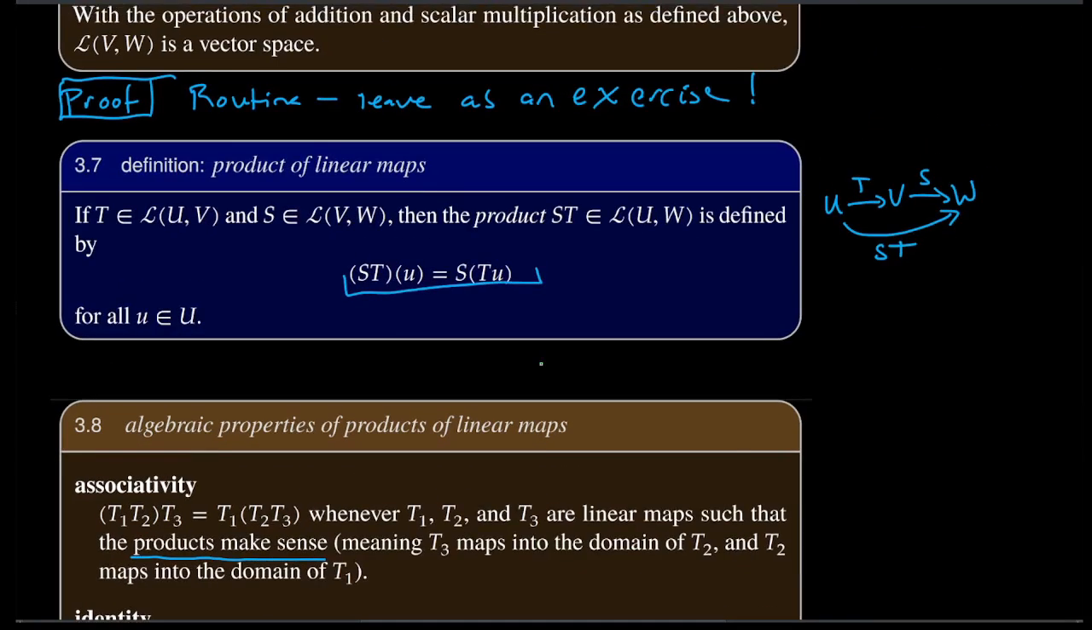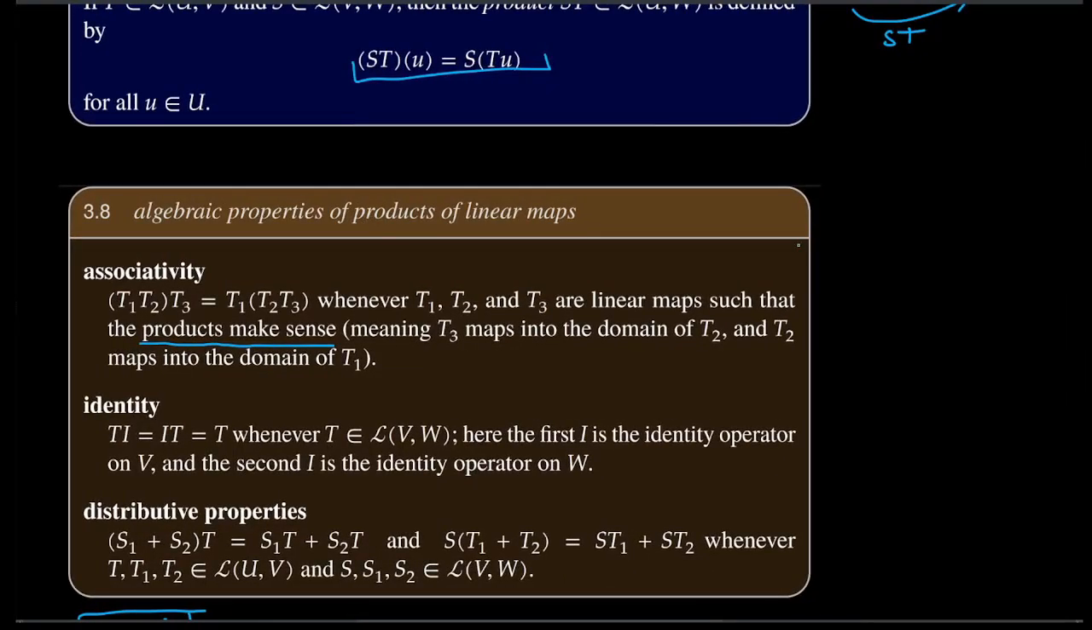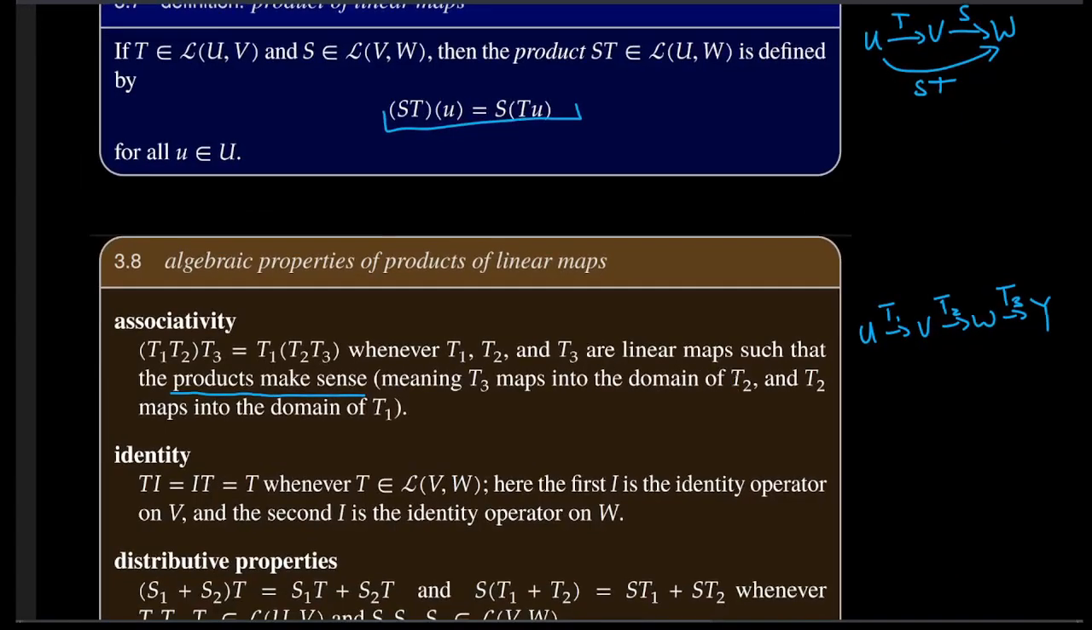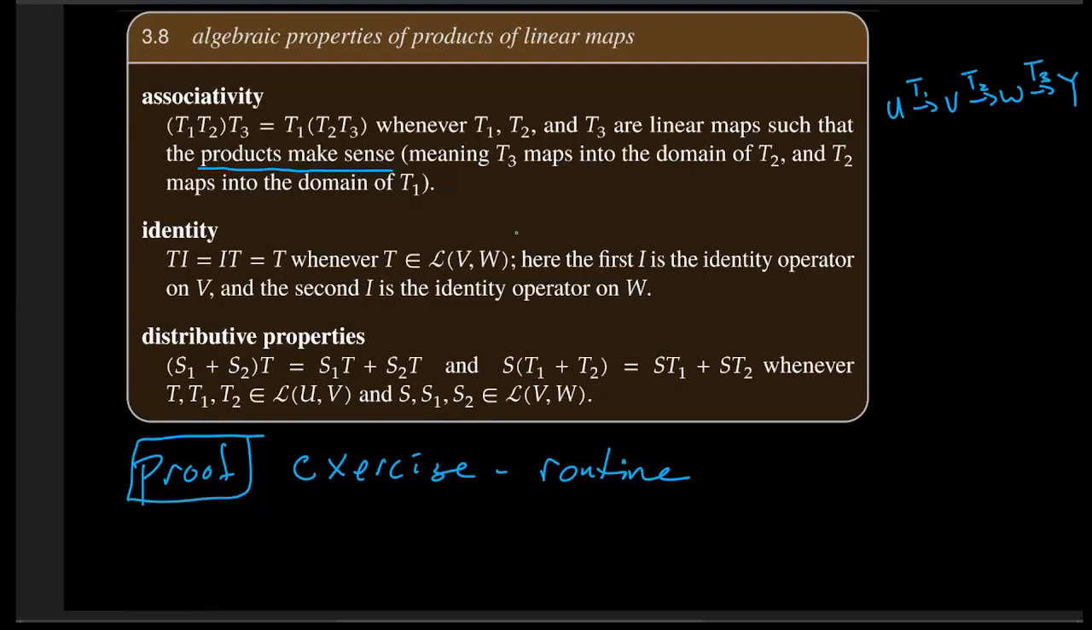Okay. So if T mapped U to V and S mapped something else to W, then this wouldn't make sense, right? You couldn't draw this picture. So here you've got U to V to W to Y or something. Here you've got T1, T2, and T3. You need something that looks like this for this to make sense. Okay, so yeah, okay, cool, easy enough.